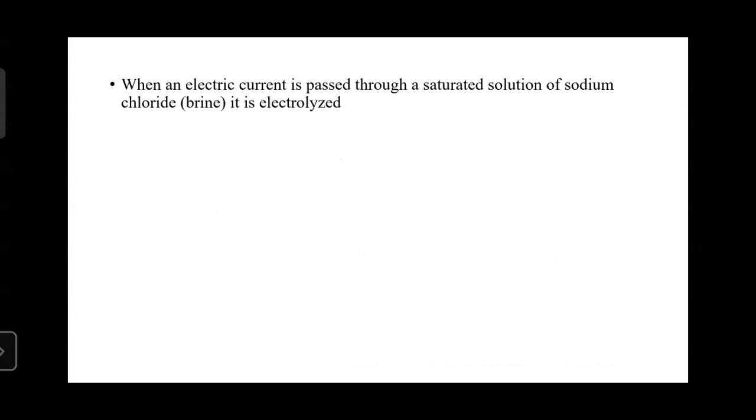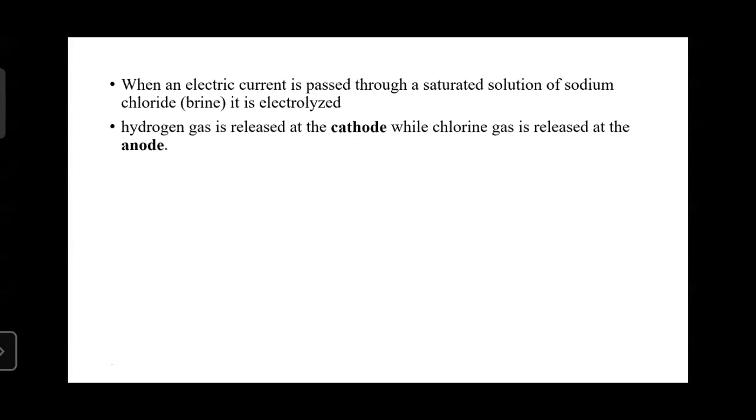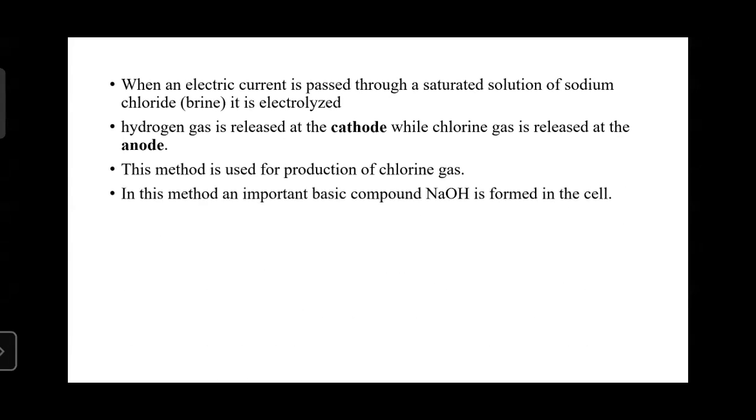Now, when electric current is passed through a saturated solution of sodium chloride, called brine, it is electrolyzed. In this process, in saturated brine, hydrogen gas is released at the cathode and chlorine gas is released at the anode. This method is used for the production of chlorine gas. In this method, an important basic compound, NaOH, is formed in the cell.